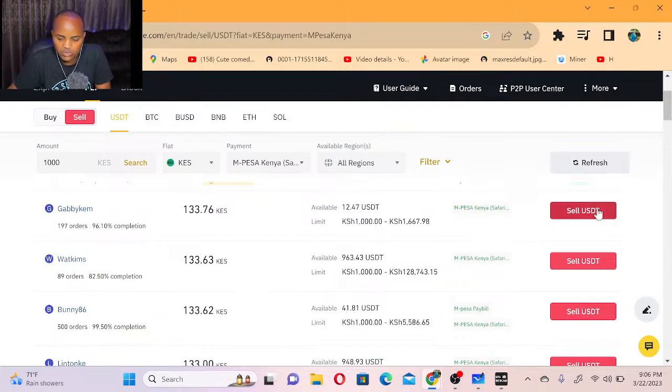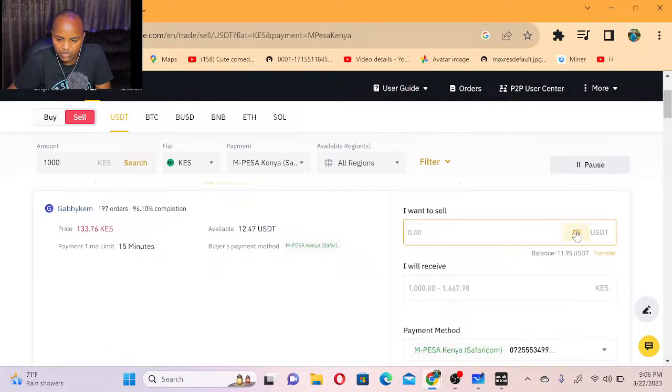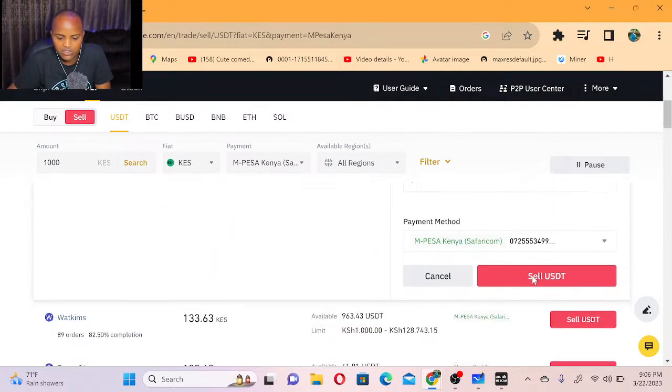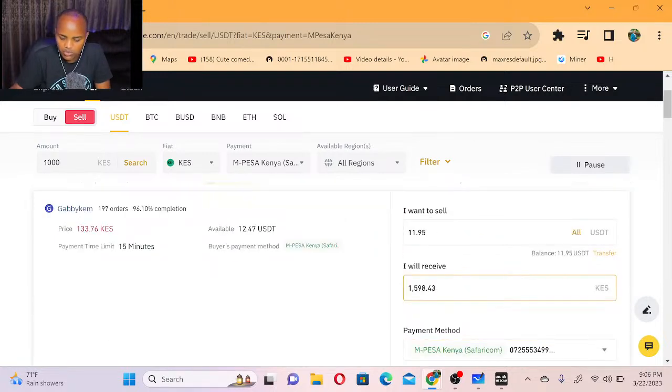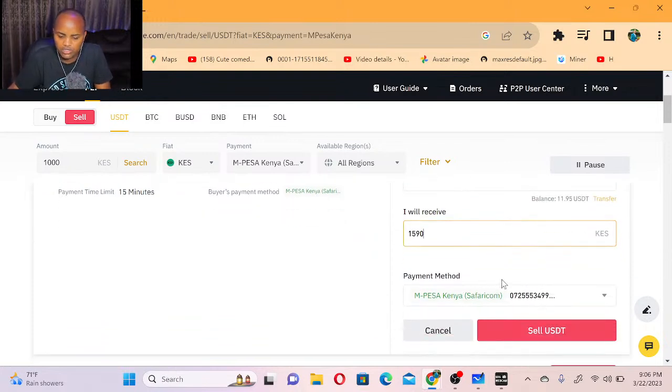So I'm going to select sell here, and I'm going to select all. So I'm going to receive 1598. I don't want to receive all this, so I just want to receive 1500. Okay, maybe I receive 1590. So I'll be charged that.